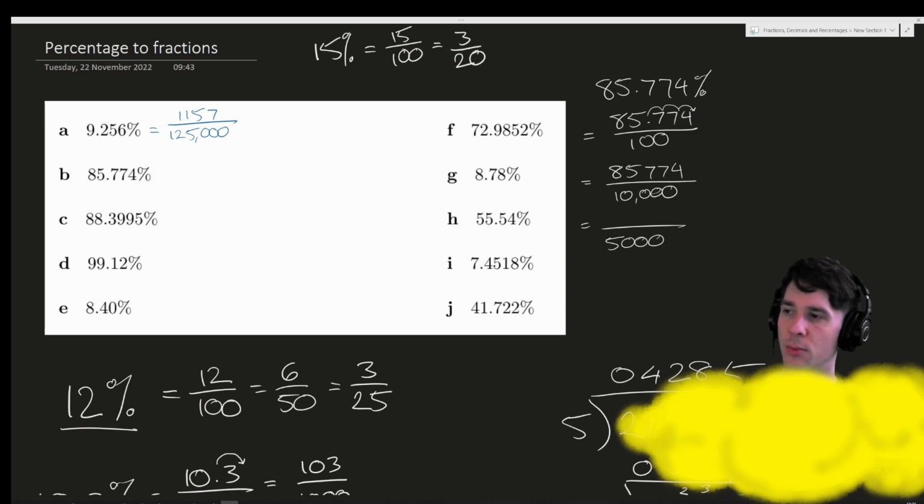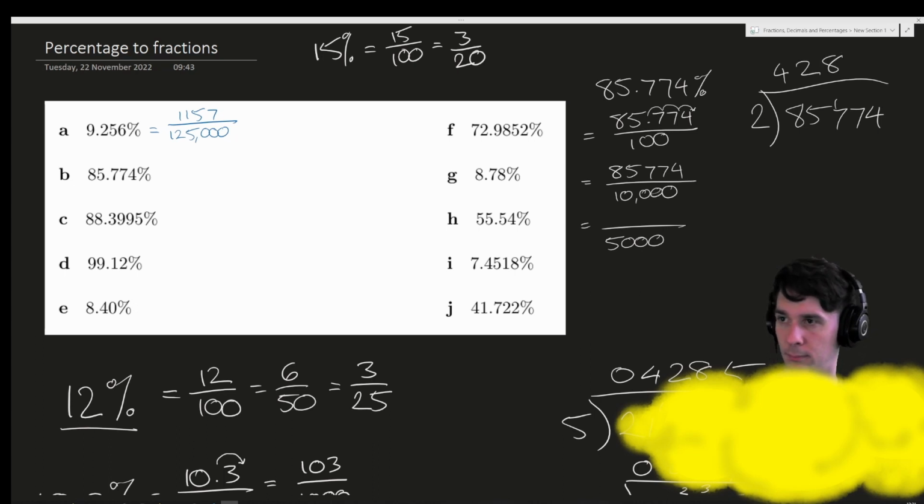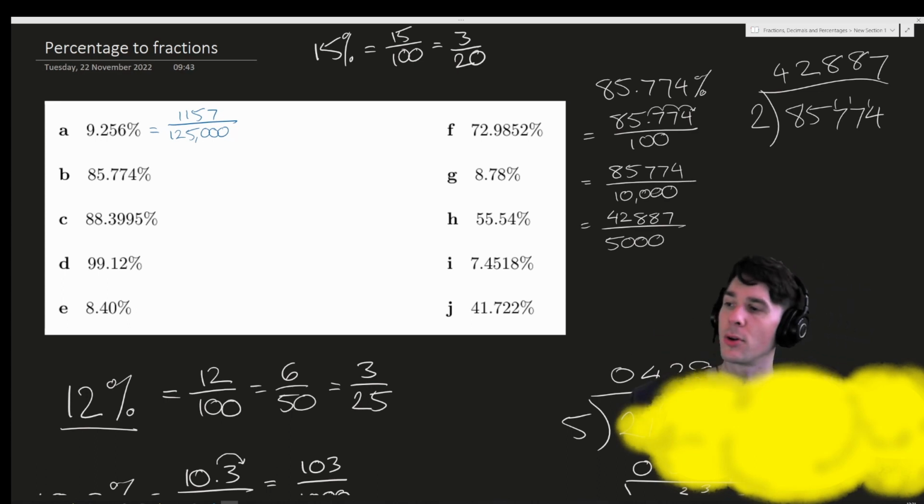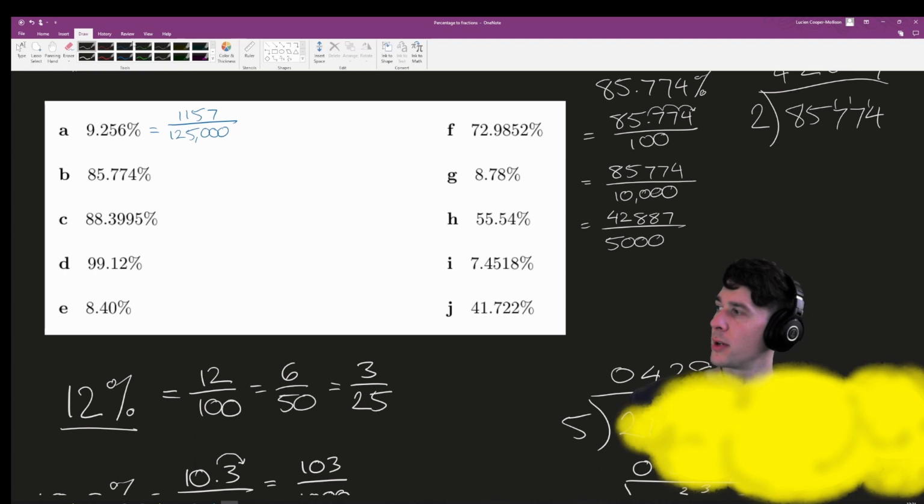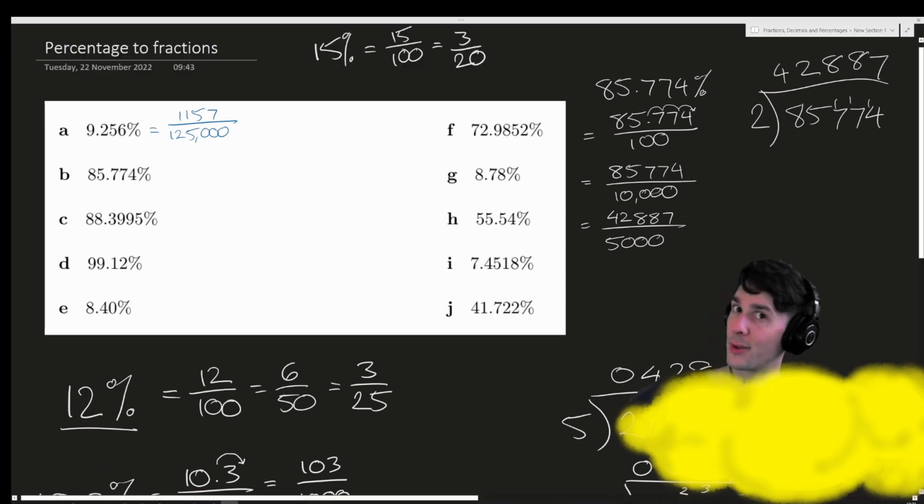Let's think about the numerator. Let's just use an algorithm so we don't have to think. If you can do this in your head, try it now and see if you get the same answer as me. All right, I hope you got 42,887. There is no longer a common factor between our numerator and our denominator, other than 1, and so we have our final answer.